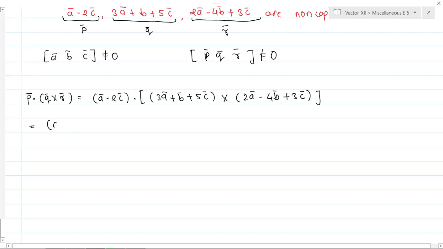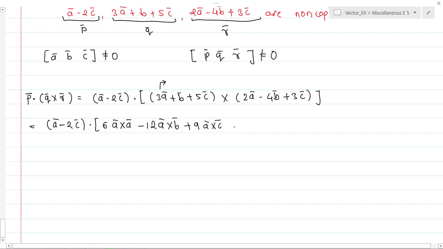Let's solve this. A bar minus 2C bar is the same, dot, open the brackets. Multiply with the 3A bar first. So 3 into 2 will become 6, A bar cross A bar. Then we have minus sign, so minus 3 into 4 is 12, A bar cross B bar. Then we have plus 3 into 3 is 9, so 9 A bar cross C bar.